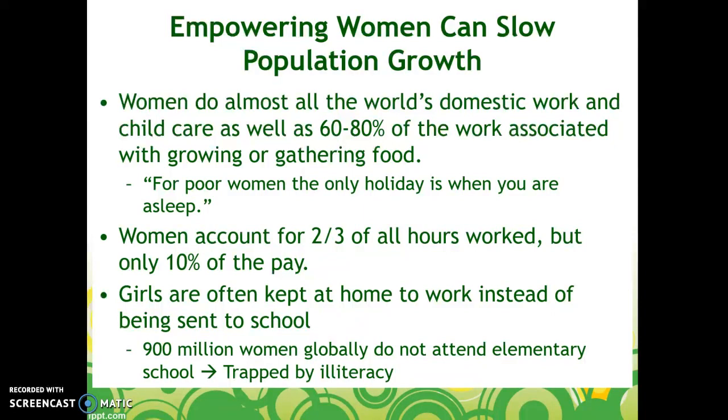Globally, women account for 2/3 of all of the hours worked, but only 10% of the pay. So women generally, especially in developing countries, are severely underpaid or not paid at all. And again, in developing countries, girls are usually kept at home to work instead of being sent to school. So 900 million, and that's 3 times the population of the United States, 900 million women globally don't even attend elementary school. So there's this idea that they're trapped by illiteracy into poverty, into childcare. They can't leave that role because they don't know anything outside of that role.